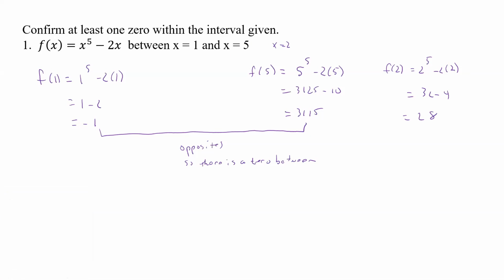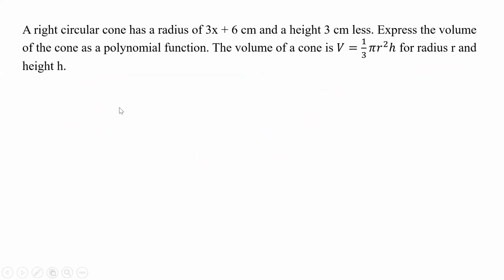So 1 and 5, there might even be multiple zeros, but even between 1 and 2, there is that 0 because there's also between there and there is going to be opposites. All right. Now we're going to do another application or two here.